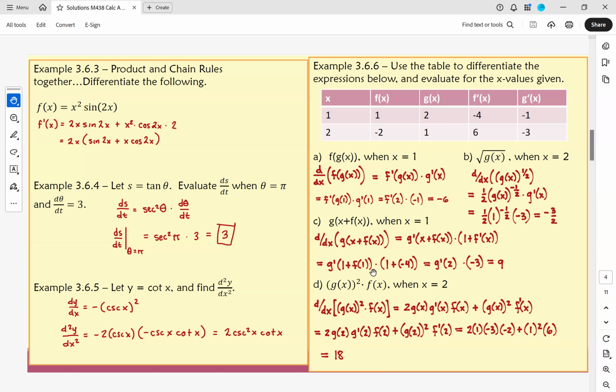There's some further simplification needed inside the g prime portion of the term, but use the table to finish that up and make sure you get the same place I got.